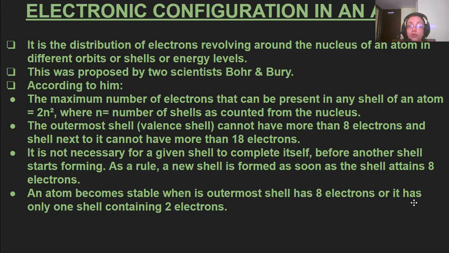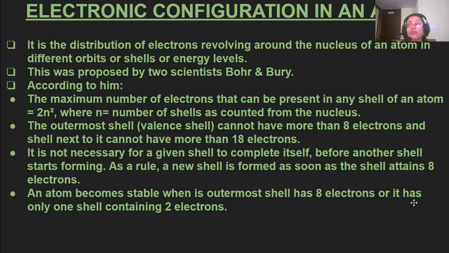According to both of them, the maximum number of electrons that can be present in any shell of an atom is 2n². What is n? n is the number of the shell as counted from the nucleus, that is 1, 2, 3, 4 counting away from the nucleus. That is the value of n.